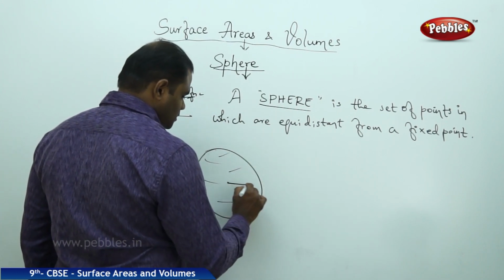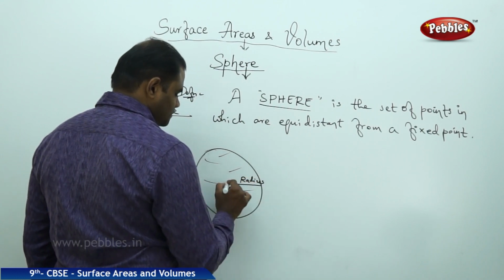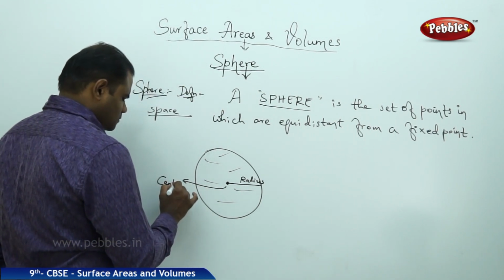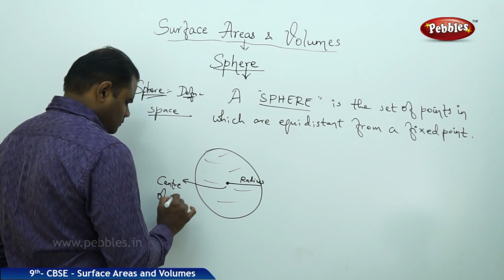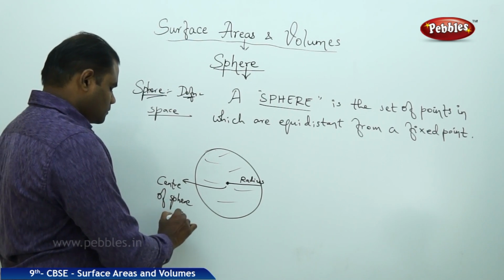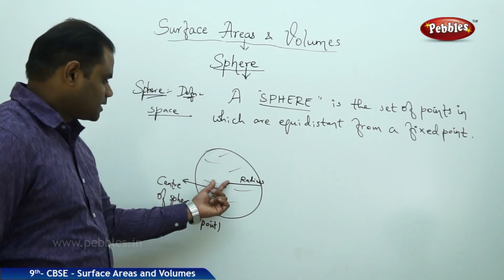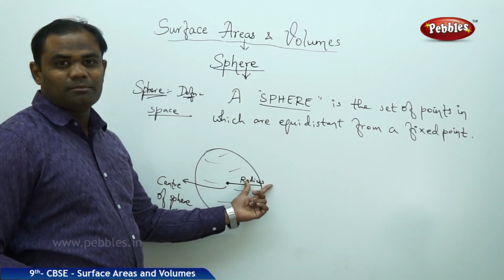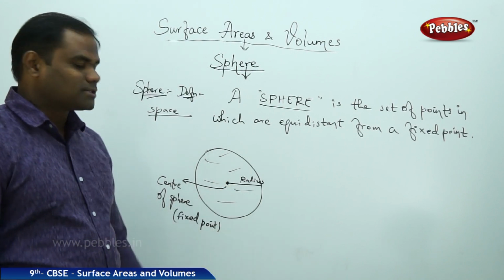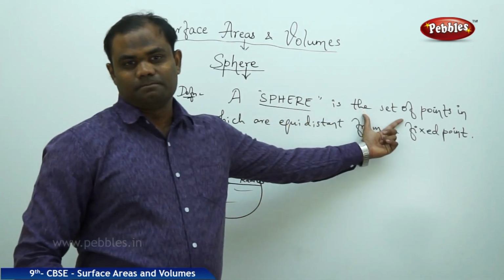And the distance from the center to this point is called the radius, and this fixed point is called the center of the sphere. So here the fixed point is called the center, and the distance from the fixed point to any point on the set of points is called the radius. That is how we understand a sphere, whose radius and fixed point define it.